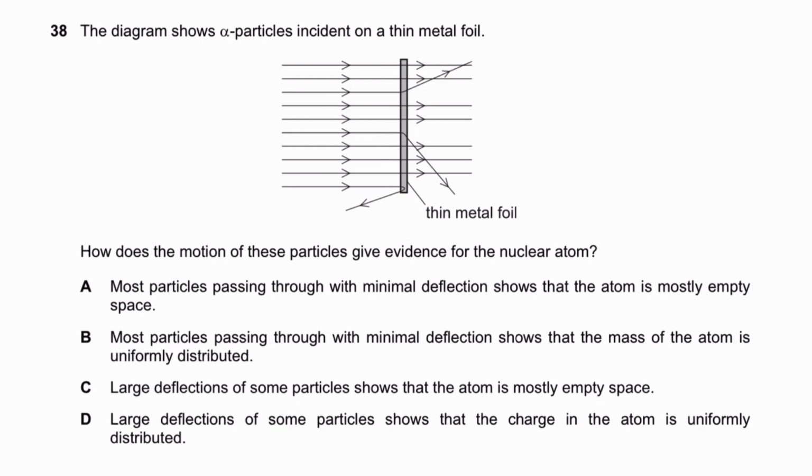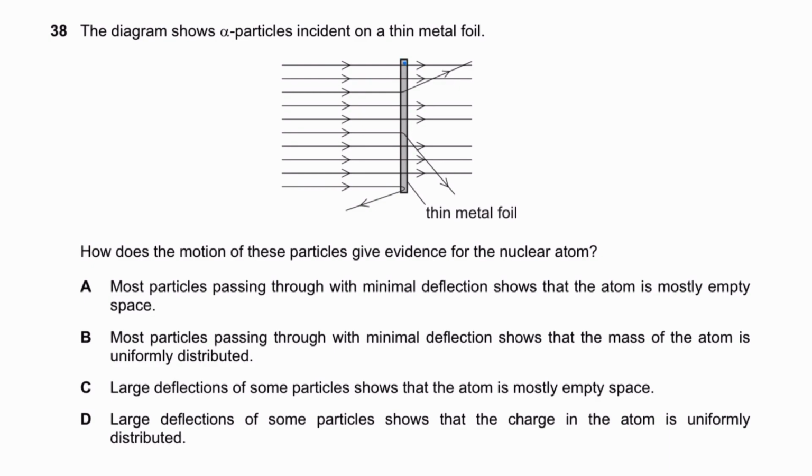So the answer for 38, let's see. A, most particles passing through with minimal deflection shows that the atom is mostly empty space. Yes, that is correct. This experiment first tells us about the positive nucleus at the center. Second, it tells us that most of the space around an atom is just empty, because there's so much space between the orbits of electrons. So 90% or 95% of the space of an atom is empty space, and we're told that because the deflections are not that much.